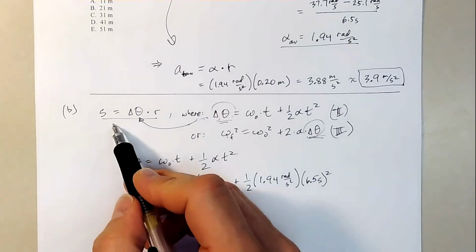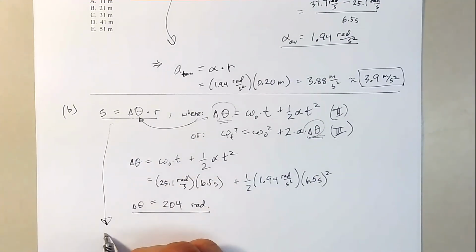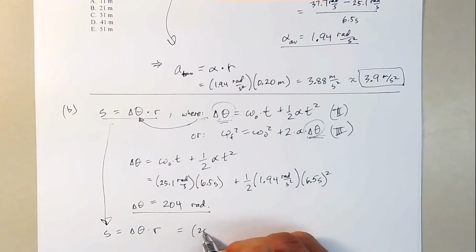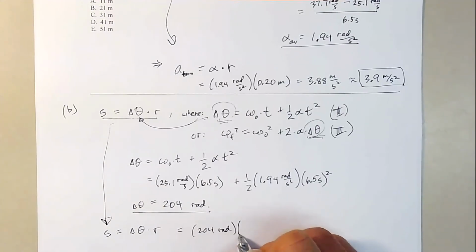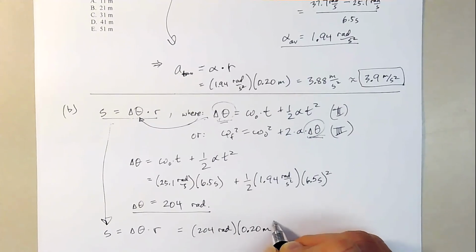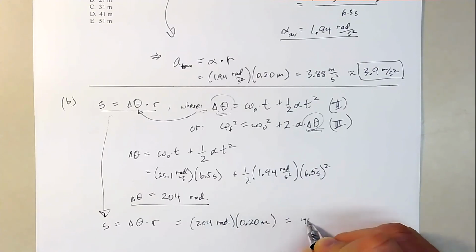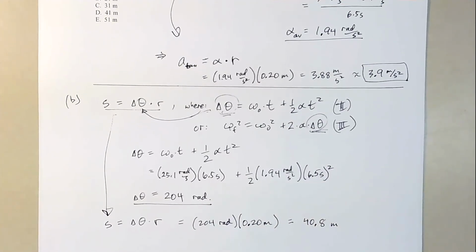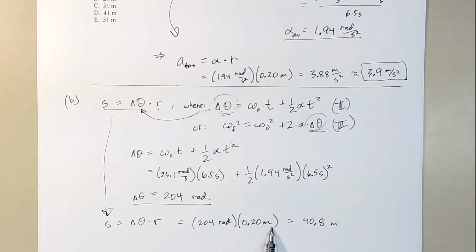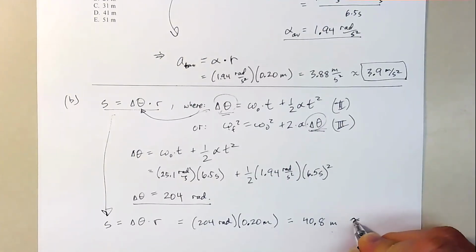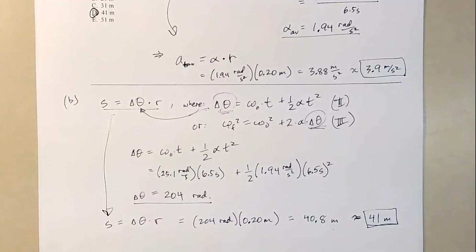So now I can plug this into our initial equation again. That's going to be equal to 204 radians times the 20 centimeter radius wheel. And that turns out to be 40.8 meters. Once again, radians is dimensionless, so radians times meters is just meters. This looks like the answer should be 2 sig figs, so let's round that off to just 41 meters. Answer choice D.